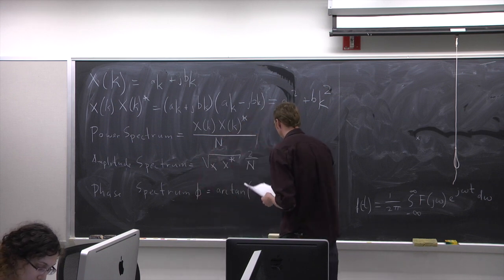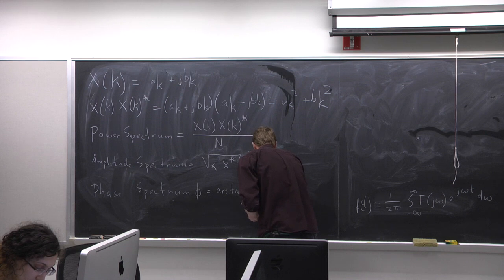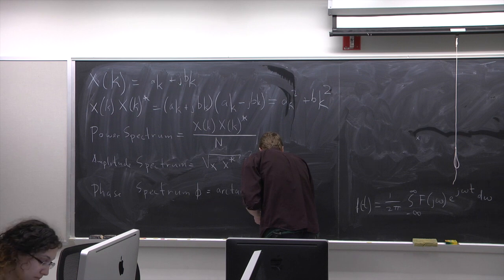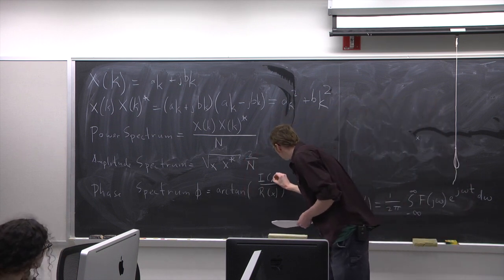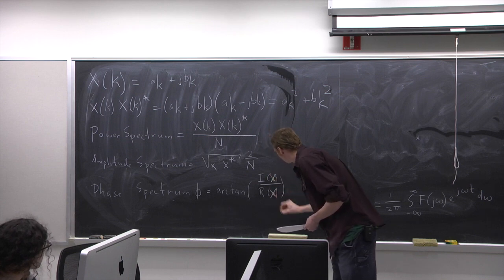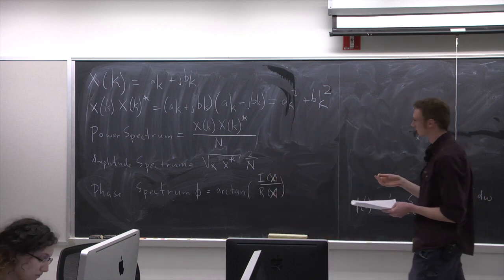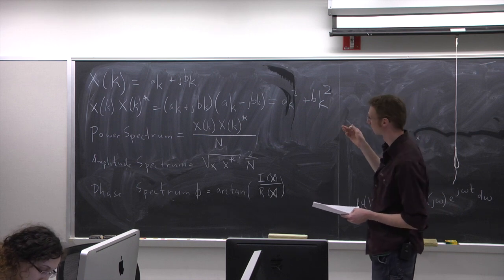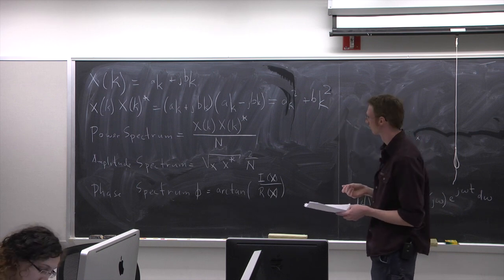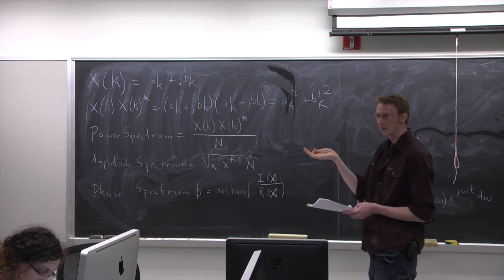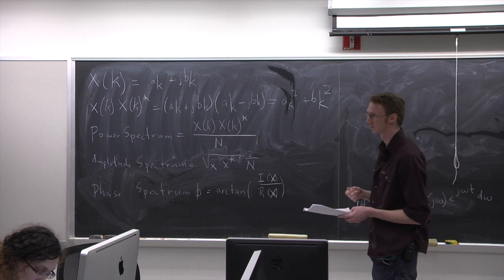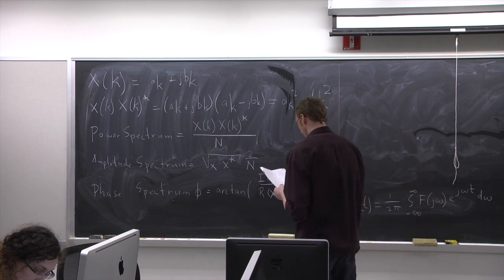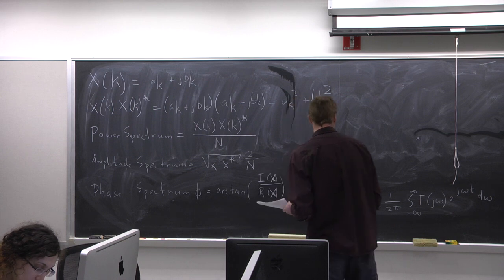The arctangent of the imaginary part of your capital X, the imaginary part of your transform over the real part. So it's the phase in the complex plane, and also the phase of the sinusoid in your original signal. All right.